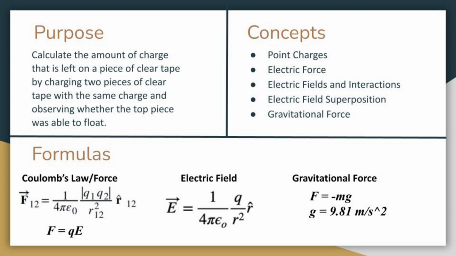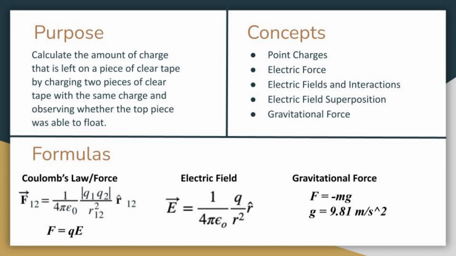The purpose of this lab is to calculate the amount of charge that is left on a piece of clear tape by charging two pieces of clear tape with the same charge and observing whether the top piece was able to float. This experiment uses the concepts of point charges, electric force, electric fields and interactions, and electric field superposition, which includes the formulas for Coulomb's law and the electric field equation as seen on the screen.